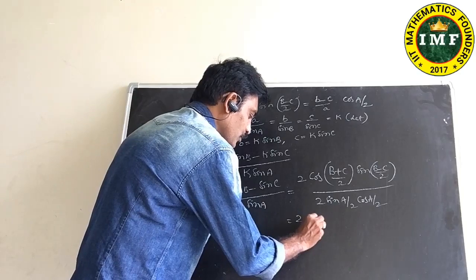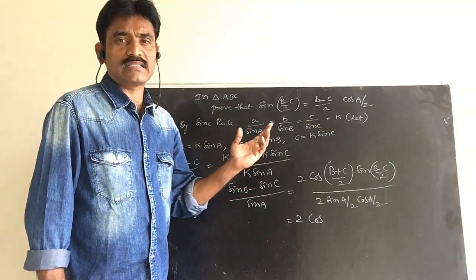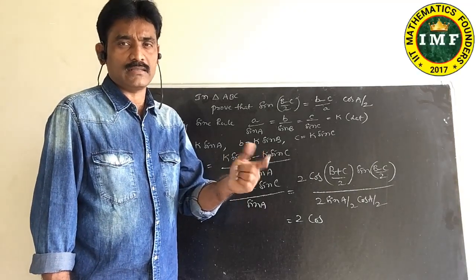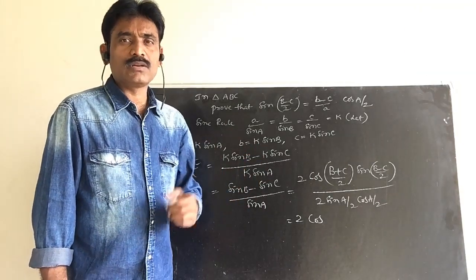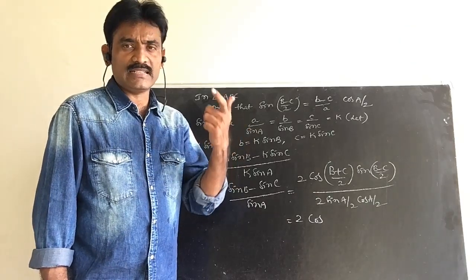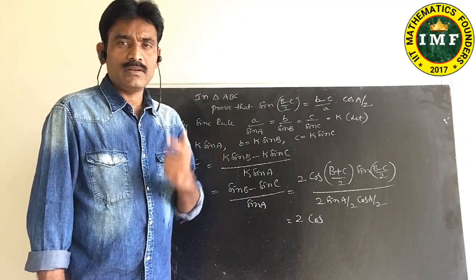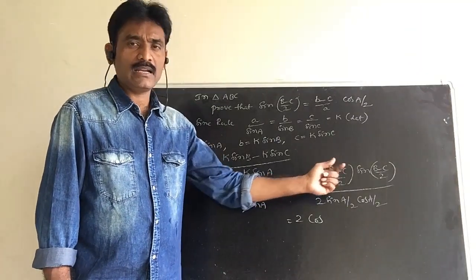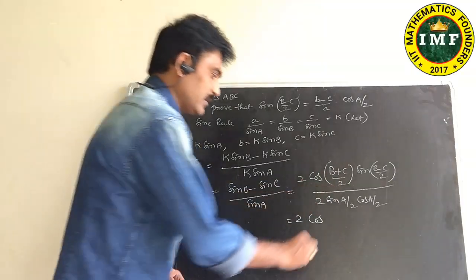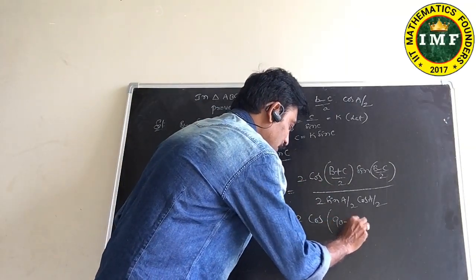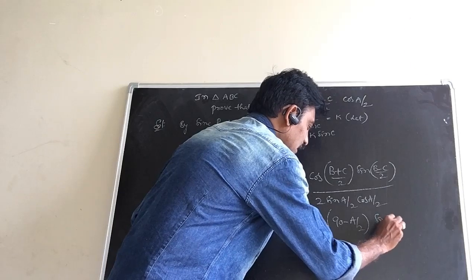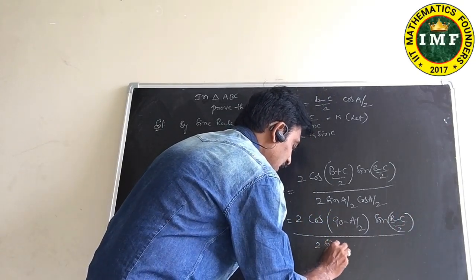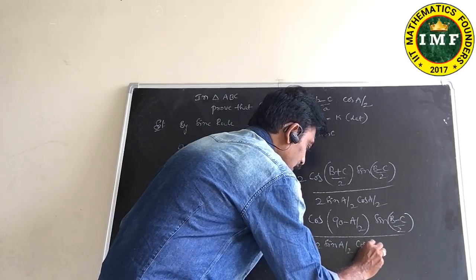We know that in a triangle the sum of three angles is 180 degrees, that is A plus B plus C equal to 180. From that, we can write B plus C as 180 minus A. So (180 minus A) by 2 means 90 minus A by 2, into sin (B minus C) by 2, divided by sin A by 2 cos A by 2.